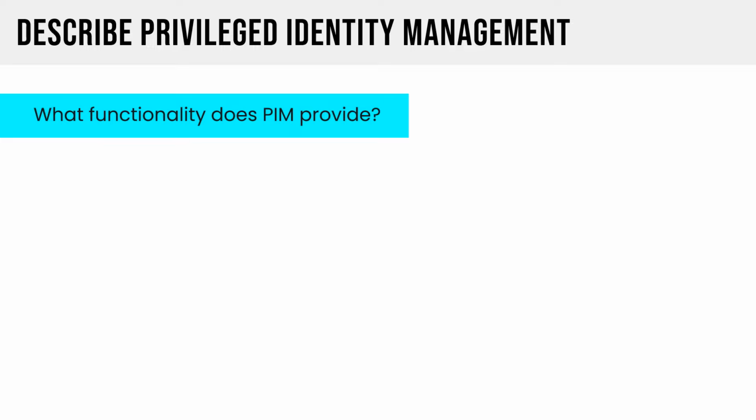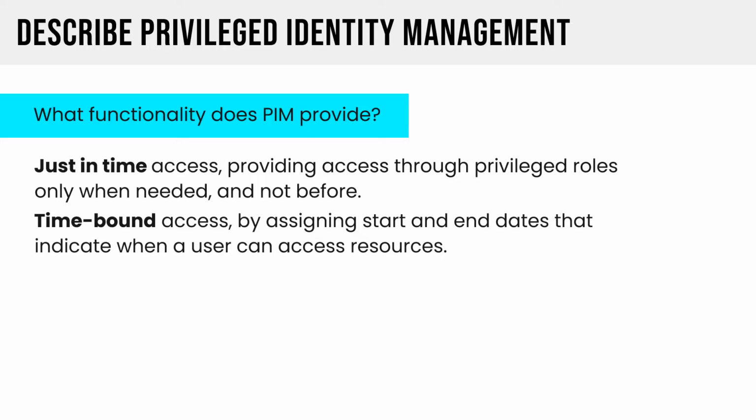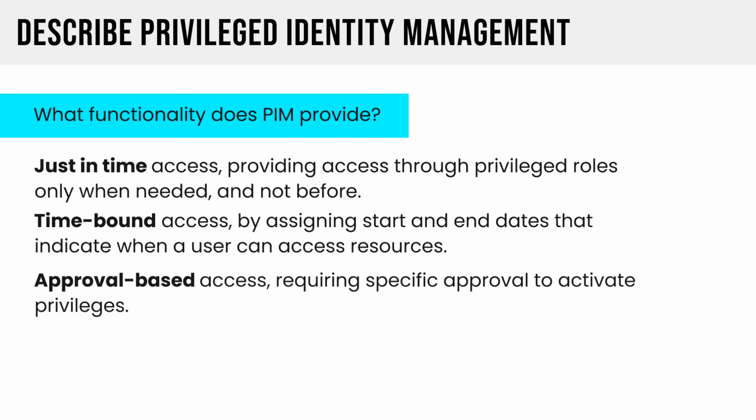So continuing on with PIM, what functionality does this give us? Well, it gives us just-in-time access by providing access through privileged roles only when needed and not before. And it's time-bound access by assigning start and end dates and times that indicate when a user can access the resource. And it can be approval-based if we want, so we can require specific approval. So the user can request role activation. For example, a user can request activating the global administrator role that they're eligible for, and if we would like to put approval into that process, we can do that, so someone else has to approve the request.